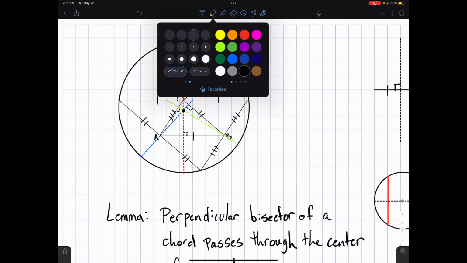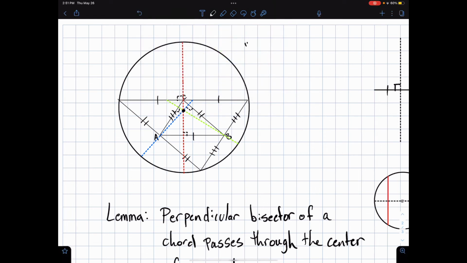This method is called a construction, by the way. And we've shown that by construction, the heights of the triangle have to intersect at a single point. And we know these are the heights because they're perpendicular to one side and pass through the opposite vertex.